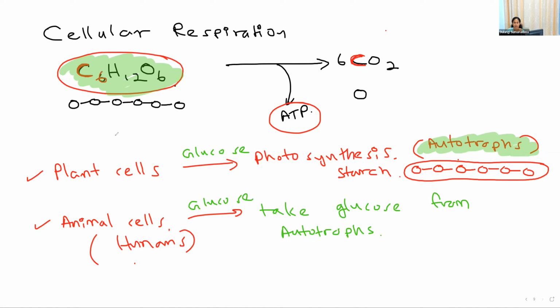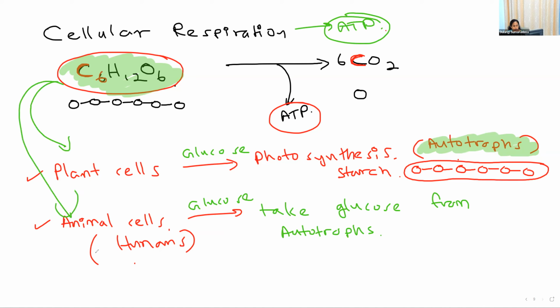Is this clear? Right, so cellular respiration is the process of producing ATP. To produce ATP, we have to have glucose. Plants make their own glucose, animals take whatever the autotrophs produce, right? And use the digestive enzymes to process the glucose.